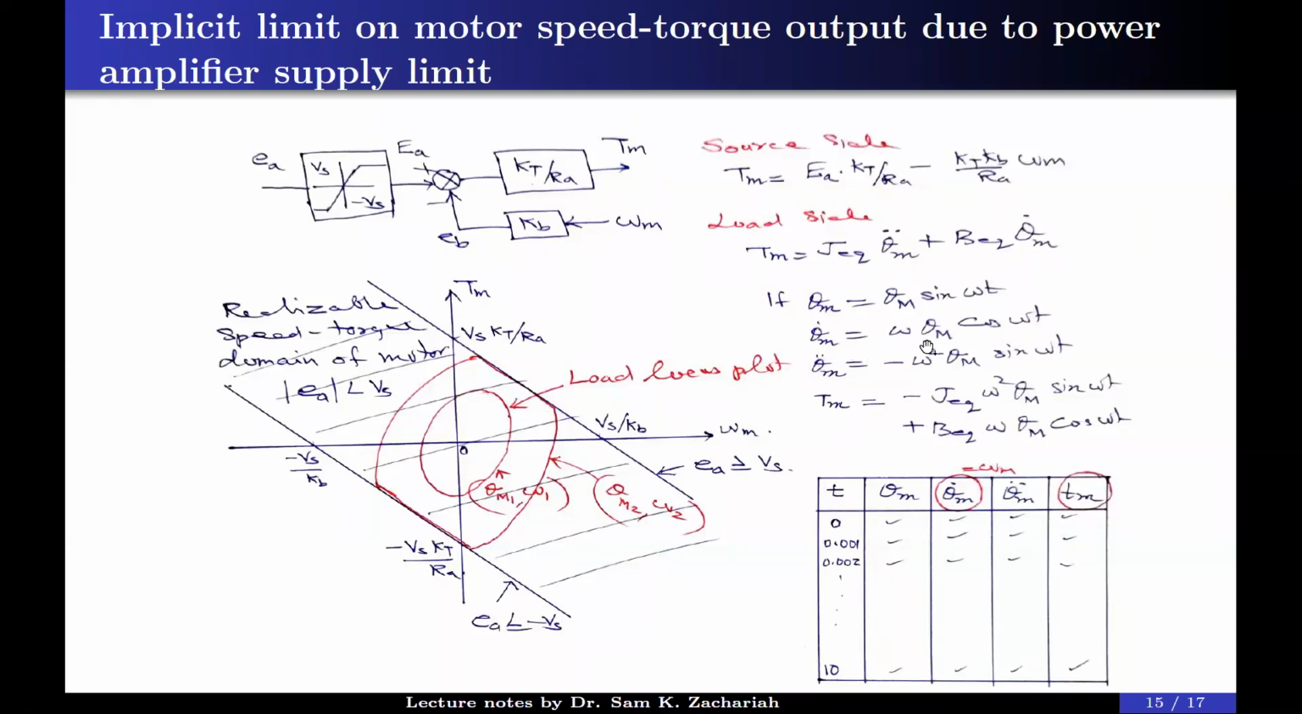So theta m dot you can get by differentiation, and finally you can get an expression for Tm in time domain as minus J equivalent omega square theta m sin omega t plus B equivalent omega theta m into cos omega t, by substituting in this equation.